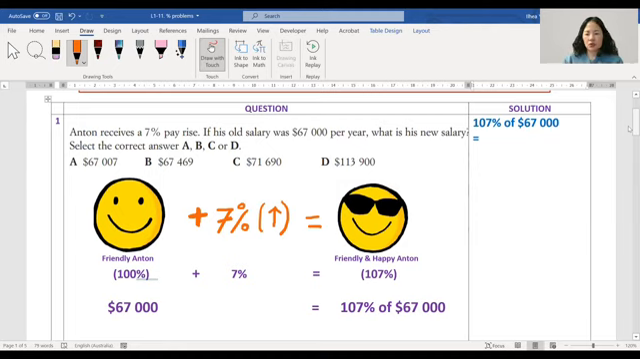So it's a multiple choice question. You still have to do some calculations to find the correct answer for this. So let's have a look. Here it is, friendly Anton here. So he's getting 100% pay.